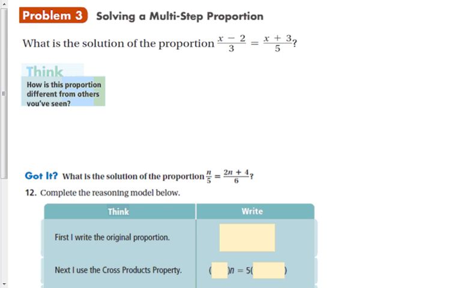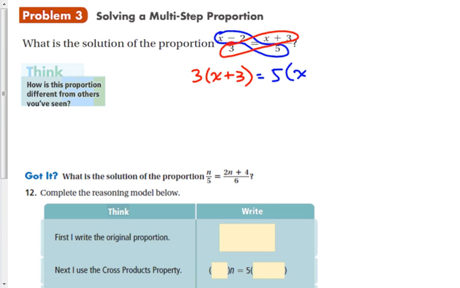All right, the cross products property comes in real handy when we have a little more difficult proportions to deal with like we have here, but the cross products property still works. So if I multiply those two, I should get the same thing as if I multiply those two. So that creates an equation for me. 3 times the quantity x plus 3 is equal to 5 times the quantity x minus 2.